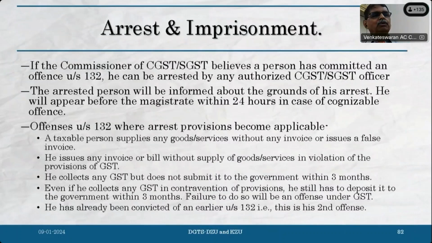Arrest. There is a provision under section 132, where arrest is possible if the evasion is more than 5 crores. There are reasons also: a taxable person supplies goods without any invoices, makes false declarations, issues an invoice without supply of goods, or violates provisions; collects tax but does not pay it within 3 months; contravenes provisions even after already being convicted. All these things can land you in arrest and imprisonment.